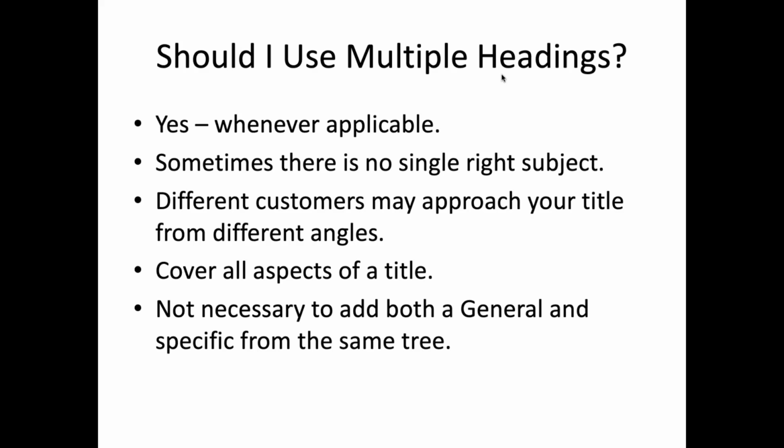So we get this question a lot: should I use multiple headings? And the short answer is yes. Whenever it's applicable to your titles, you should use multiple headings. Sometimes a book doesn't have a single correct subject. Sometimes different customers might approach your titles from different angles. Sometimes you want to cover all aspects of a title and need multiple headings to do so. The one thing that you don't have to do, though, is to add both a general and specific heading from the same tree.